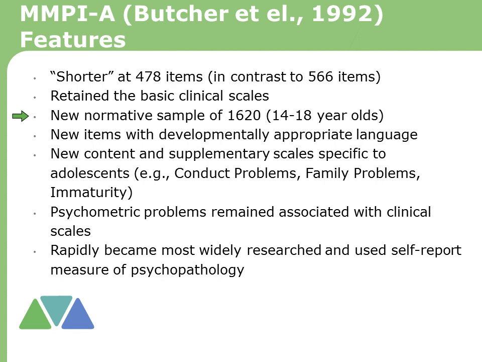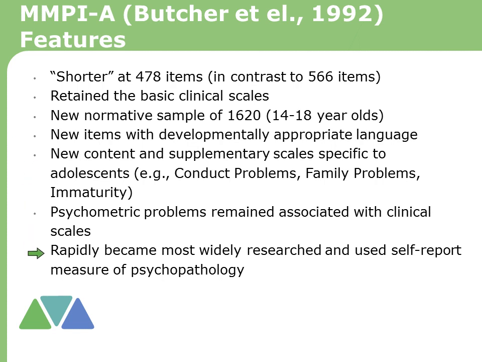We developed a set of new adolescent norms that were collected across 8 settings in the United States, based on 1,620 adolescents. New items were added to the test for the first time that were specifically related to adolescent development. And so we ended up also with 15 content scales and 6 supplementary scales.